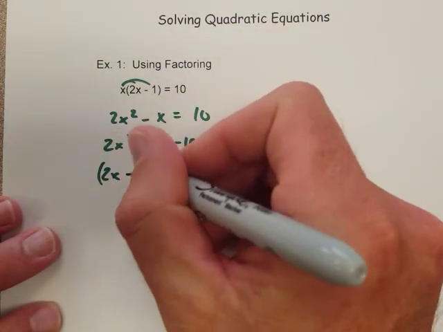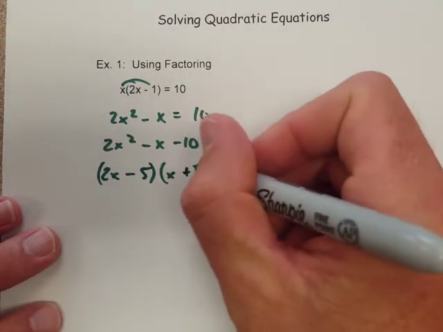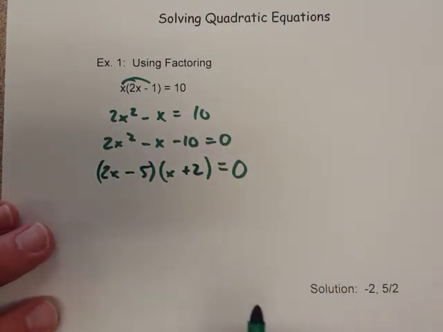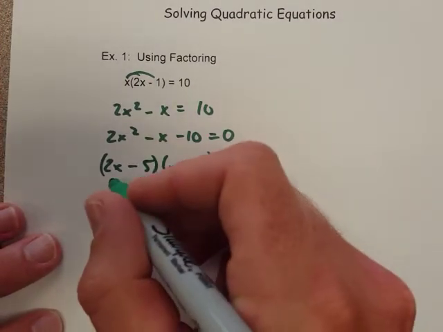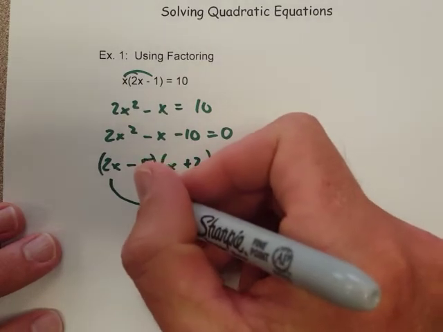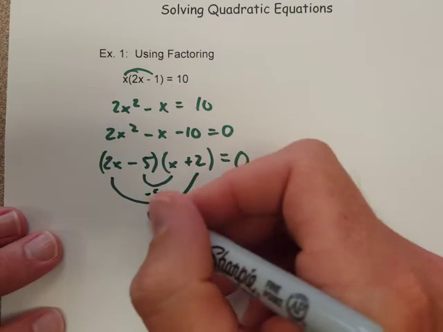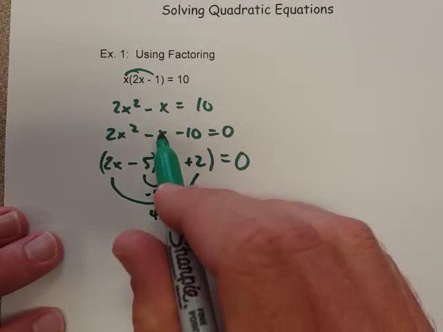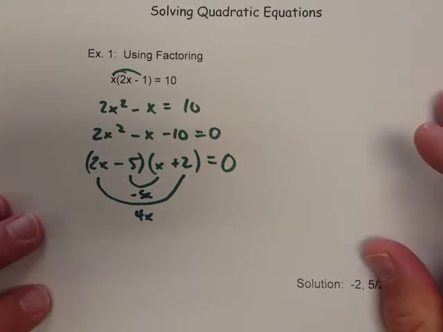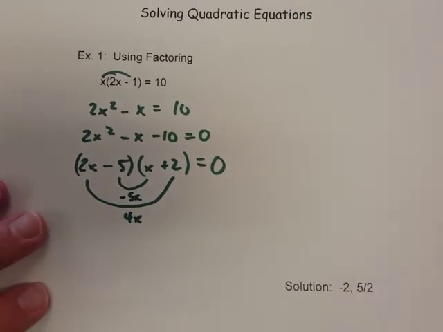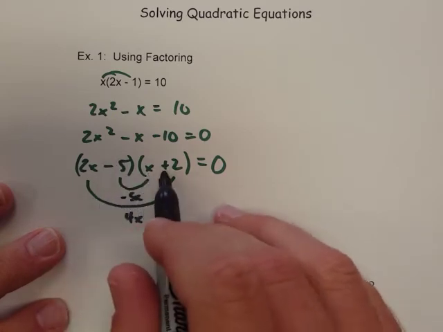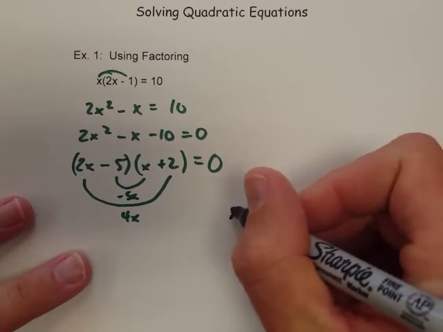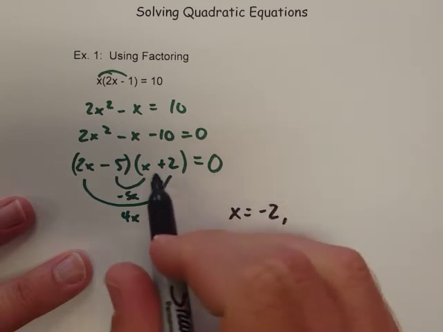The combination that I found works is minus 5 and plus 2, because negative 5 times 2 is negative 10. And then the inside and the outside parts of FOIL will give us negative 5x and 4x. You put those together, we get negative 1x. So that combination works. Now that I've got the correct factorization, then I should find the solutions for each one of these factors. So start with the easy one, x equals negative 2 for this factor.